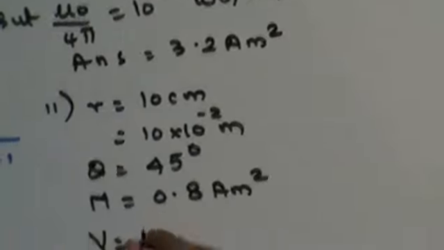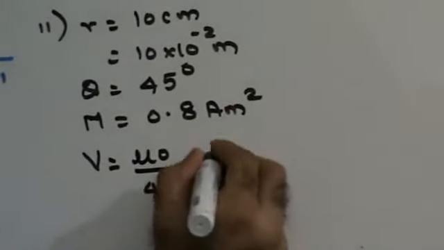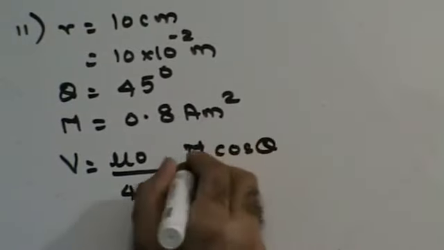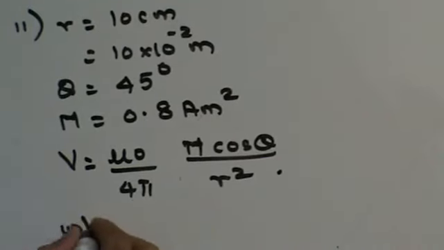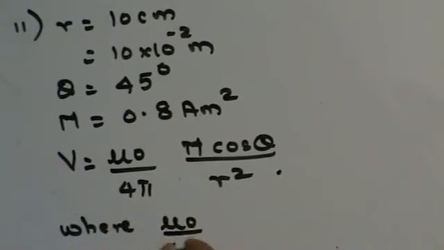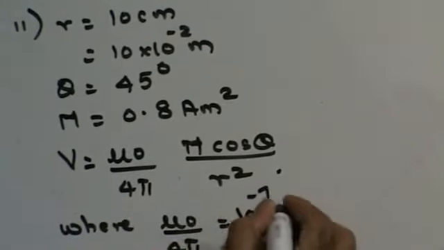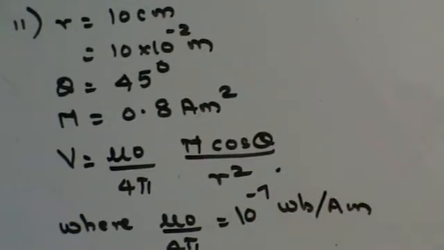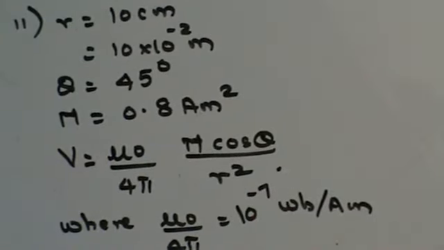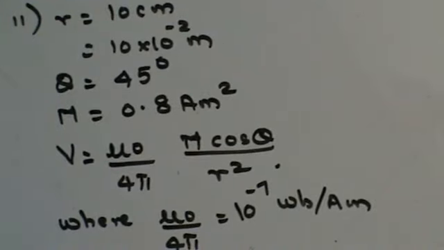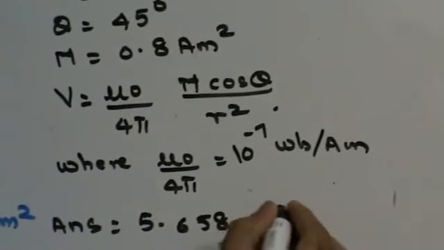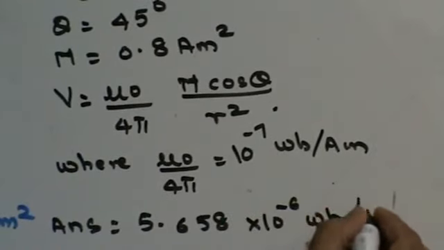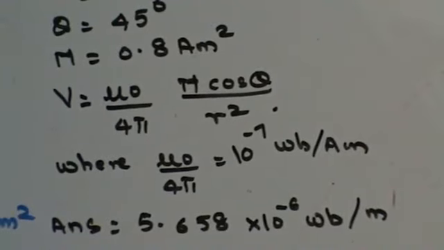Straightforward sum again. Magnetic potential is mu 0 upon 4 pi m cos theta upon r square. I have m, I have theta, r. I should be able to get the answer for this because I know that mu 0 upon 4 pi is 10 raised to minus 7 Webers per ampere meter. The answer for this sum should be equal to 5.658 into 10 raised to minus 6 Webers per meter. Next, take our next sum, please.